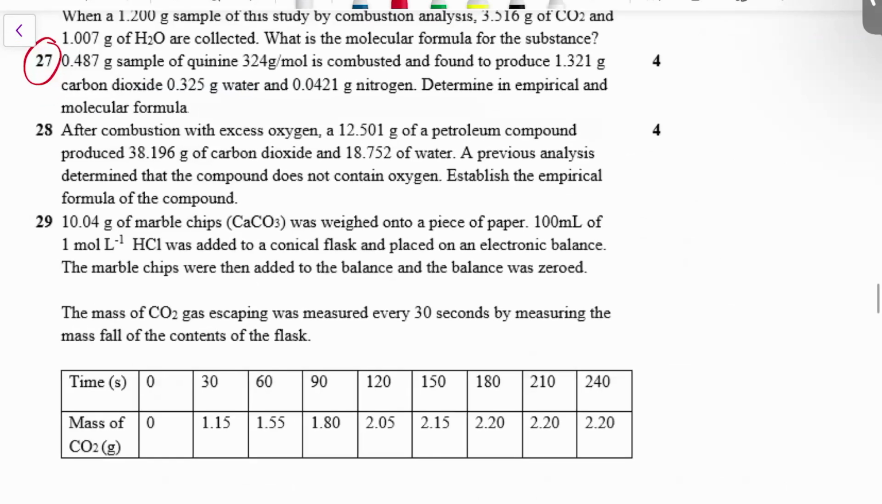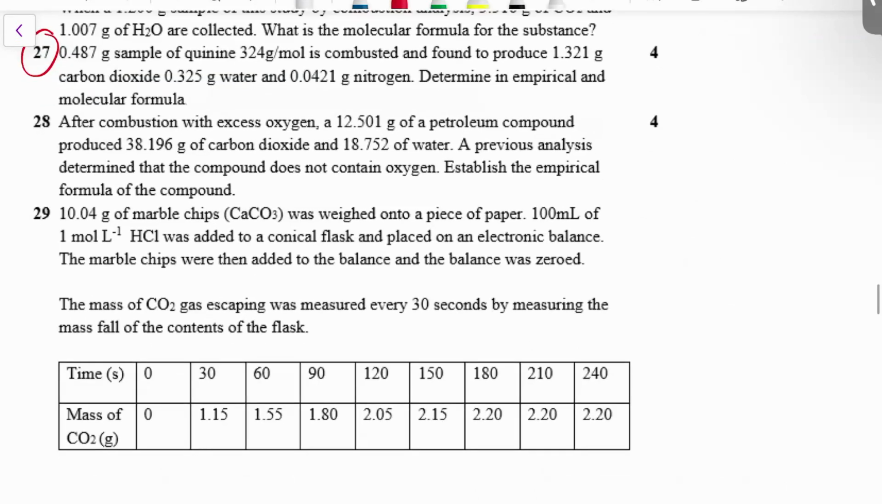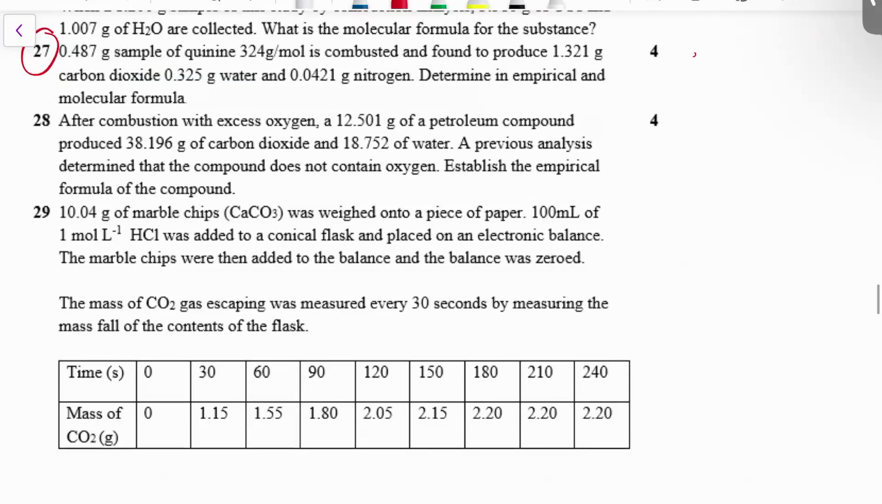Let's write out your equation just so that we can see where everything comes from, okay? You've got quinine on the left, and then same thing as before.